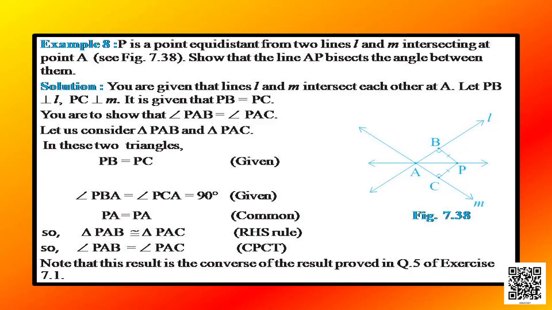Okay, students, let us now discuss example 8. Okay, what it says? It says P is a point equidistant from two lines L and M intersecting at point A. You can see it in figure 7.38. Show that the line AP bisects the angle between them. So let me draw the diagram first, then we'll go for the solution.